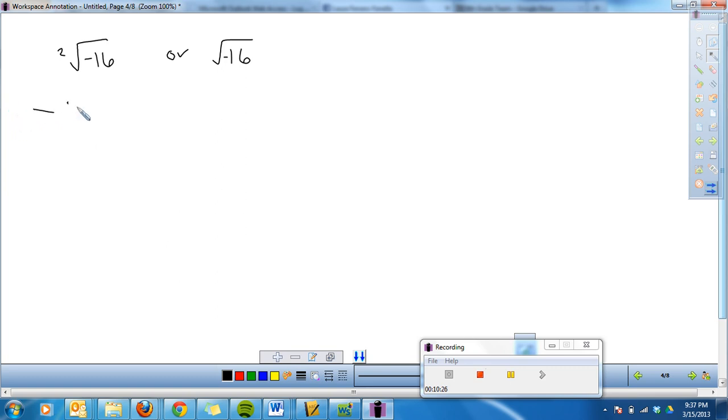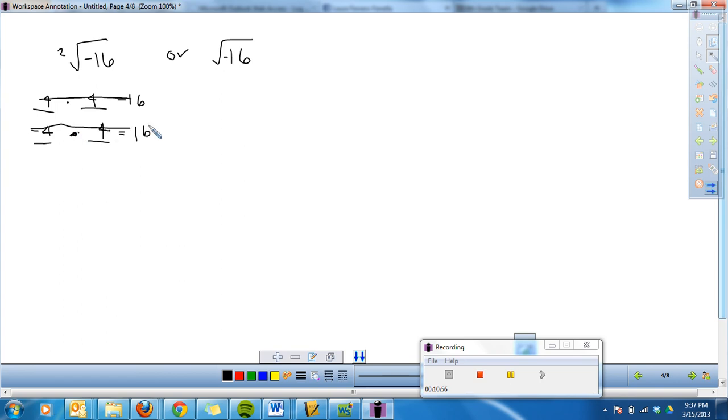Let's try first 4 times 4. 4 times 4 gives me 16, positive 16. That does not work. Let's try another one. Let's try negative 4 times negative 4. Does that work? Well, negative 4 times negative 4 is going to give me a positive 16 again. So that does not work. Let's cross that one out.